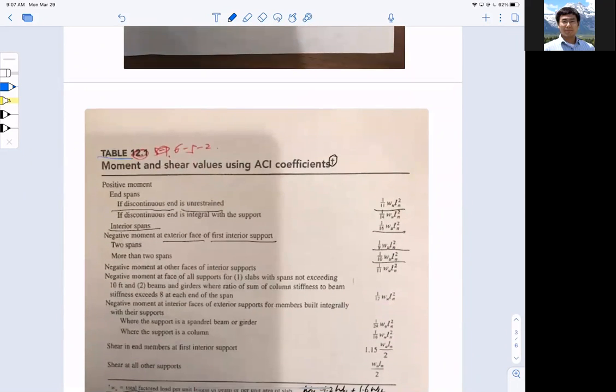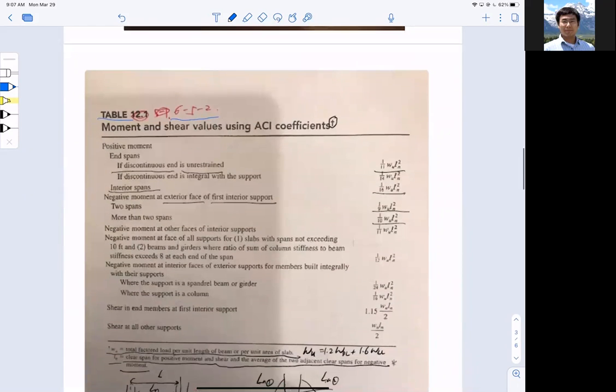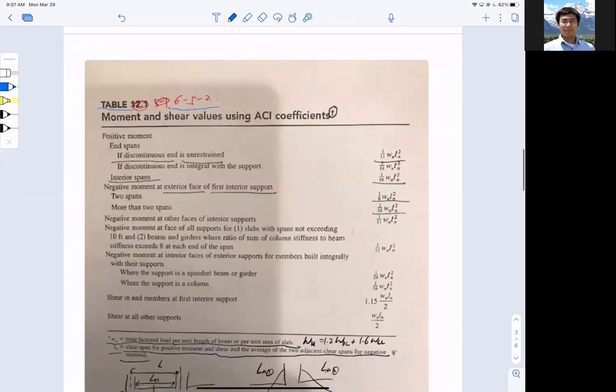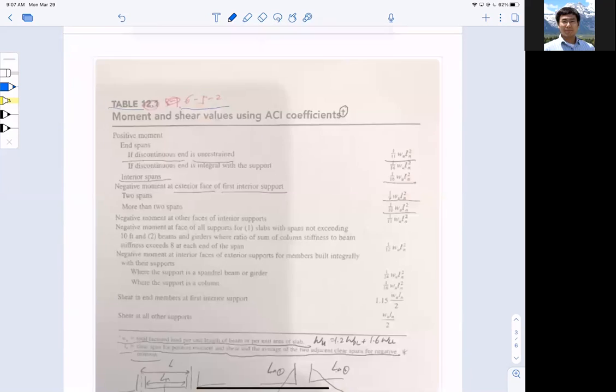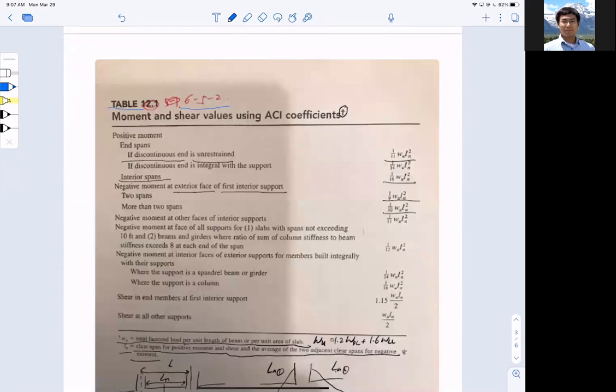So in ACI, I believe Table 6.5.2, you find these ACI coefficients. So what are the coefficients? First, take a look at this. I want to read the first line, which is positive moment. Where are the positive moments? It can be at end spans, and at the end spans, we talk about the conditions. If discontinuous end is unrestrained, this is a very puzzling phrase. What do you mean by discontinuous end is unrestrained? It means I have a simply supported condition.